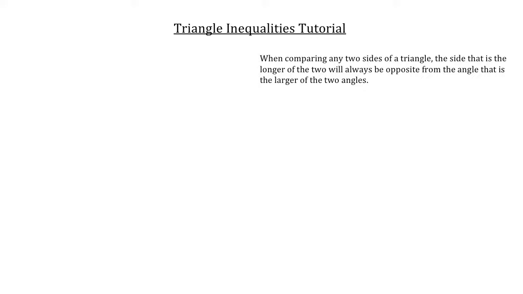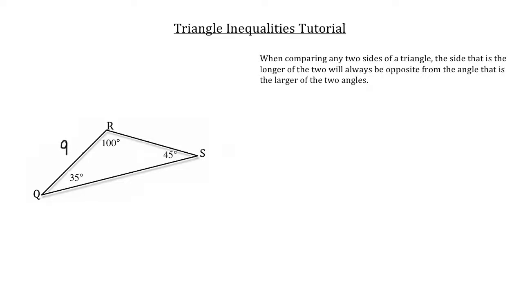In order to illustrate that, let me bring in triangle QRS. I'm going to label the sides of triangle QRS as having a length of 9 for QR, a length of 7 for RS, and a length of 15 for QS. Now, if I were to compare two sides of the triangle, in this case side QR to side RS, I know that QR is longer than side RS, because QR has a length of 9, while RS has a length of 7.